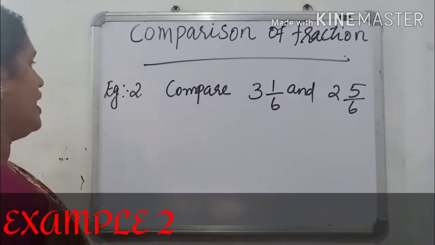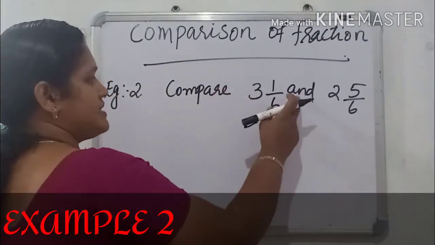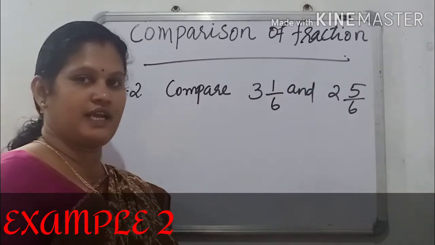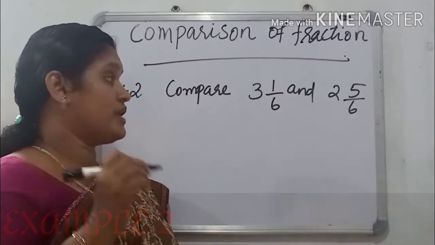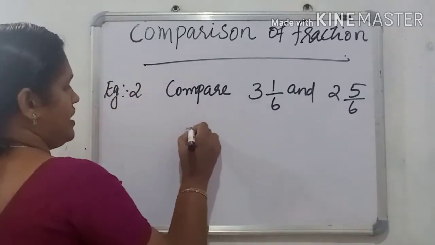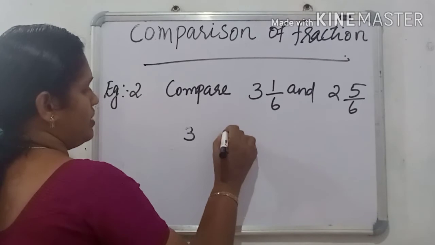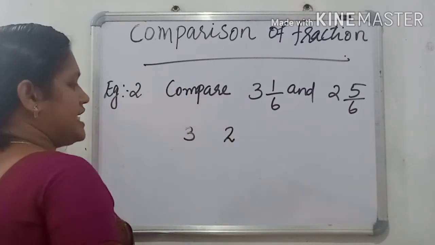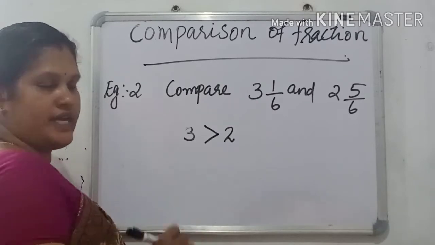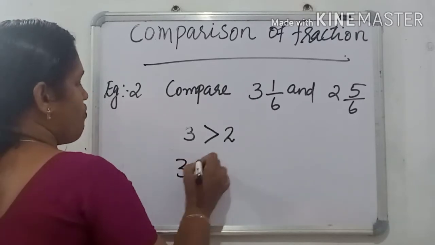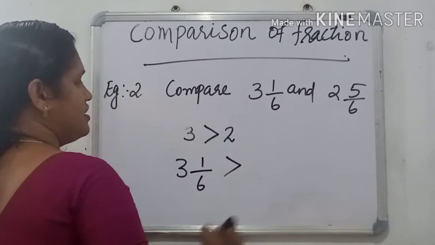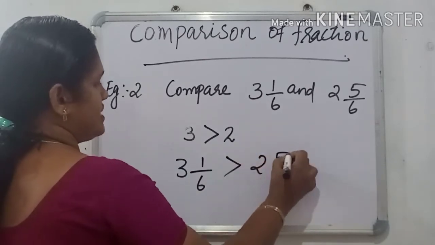Example 2. Compare 3 1 by 6 and 2 5 by 6. To compare mixed fractions, we need to compare the whole number part. Here 3 and 2 are the whole numbers. Which is greater? 3 is greater. So we can say that 3 1 by 6 is greater than 2 5 by 6.